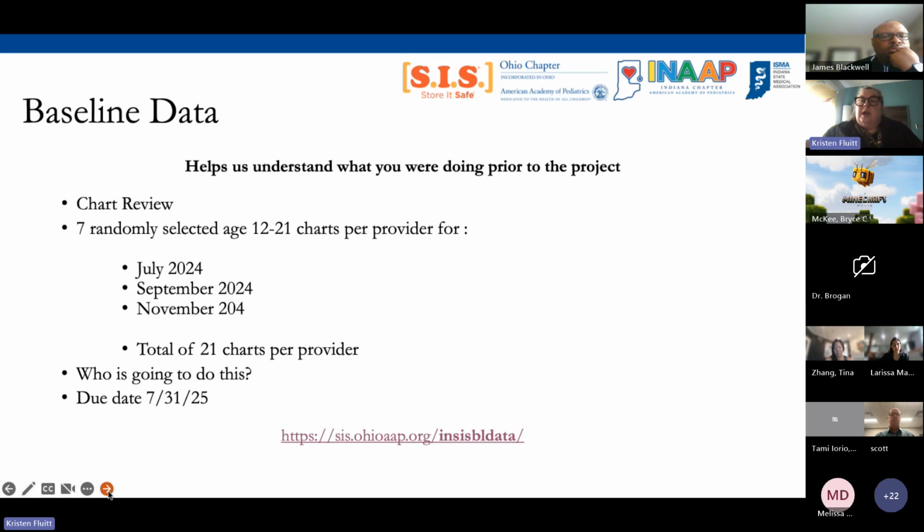And what we're going to be wanting to see is really, did that random chart have a depression screening? Did they have a suicidality screening? Did they have a legal means discussion? It's really those three main points that we're looking at. And again, when I send you the link, you'll be able to see what it's like to enter this. It's very brief, but it will end up being 21 charts per participating provider.